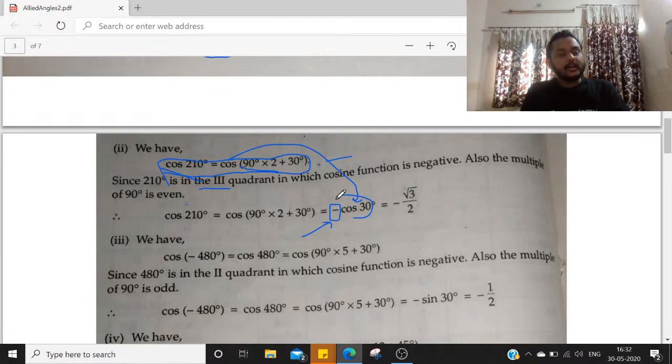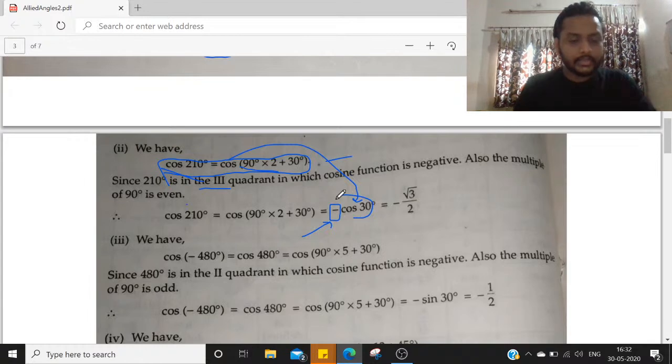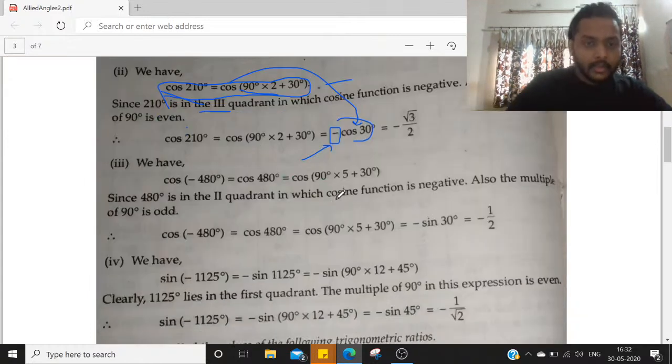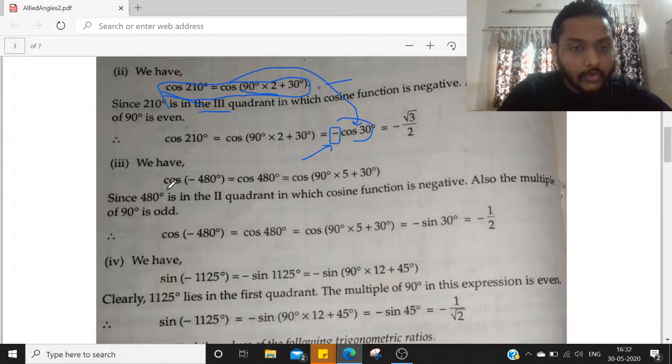Are we clear with this, guys? And the answer is minus root 3 by 2. Are we clear with this? Okay. Let's talk about the next question. The next question that I have is an interesting one. And you can see in the next question, I have cos of minus 480.